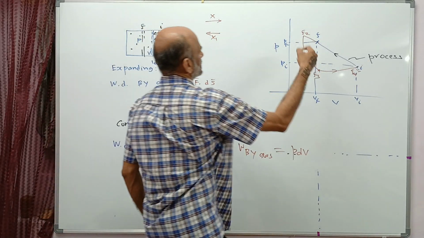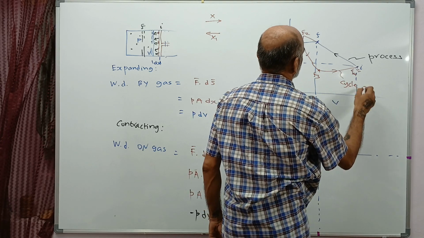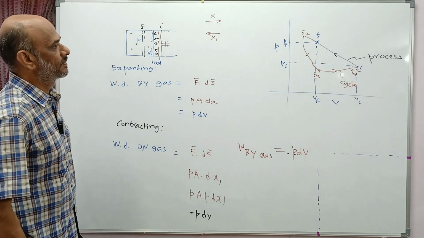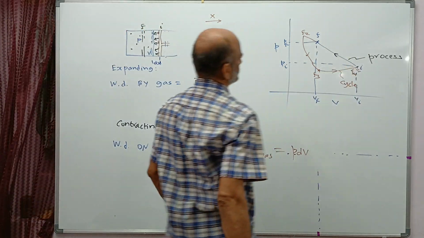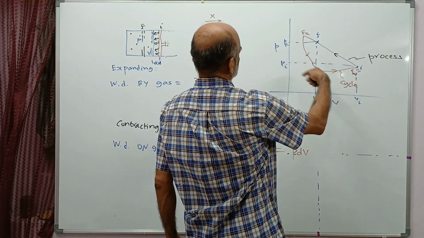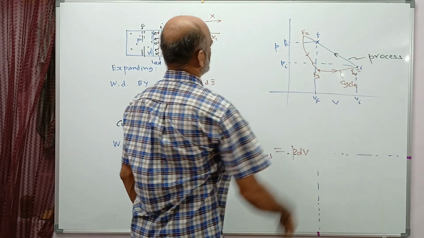So this entire thing is called a cycle. A cycle is a collection of processes where the initial state and the final state are the same. So it's a closed path. A process is a path in the PV diagram, and a cycle is a set of processes where the initial state and the final state are the same. So it's a closed path on this PV diagram.